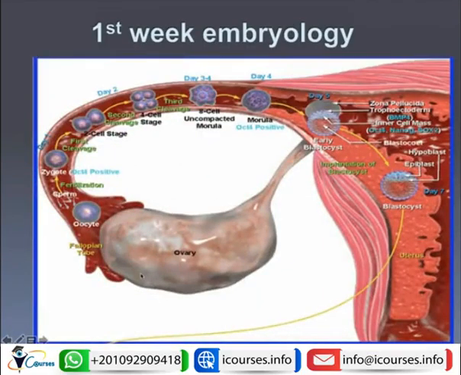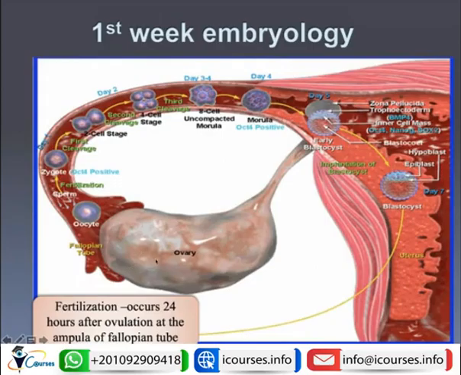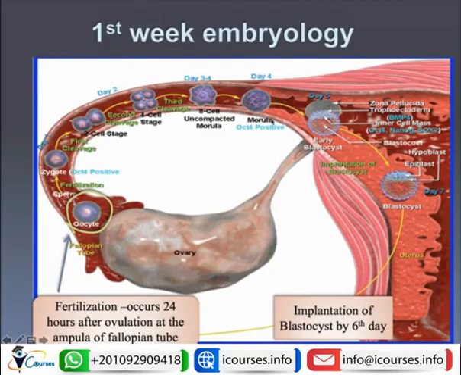So here is the journey that the ovum will take from the ovary. After the fertilized ovum passes from the ovary to the fallopian tube, it undergoes a series of divisions until it implants itself in the uterine cavity as a structure called the blastocyst on the sixth day.